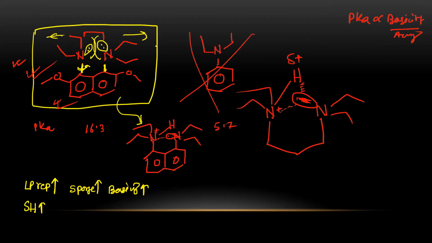Okay, so if the group is small, then this group can rotate freely very well, then the lone pair repulsion will be less. That's why there will be not much tendency to abstract a proton like a very high proton sponge. So proton sponge behavior will be less. If steric hindrance is higher, then the sponge will be better, then the basicity will be higher. If steric hindrance is low, then basicity will be low. Very simple.